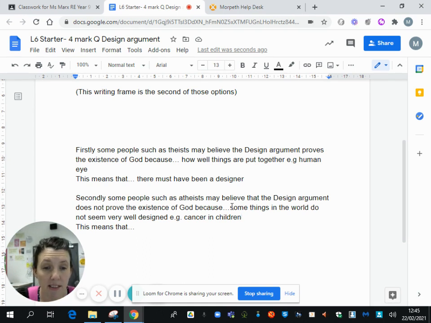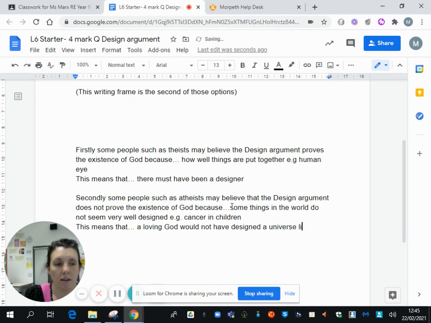Is that part of God's design? Is that what God wanted? This means that loving God would not have designed a universe like this. Therefore, it doesn't prove that God exists.